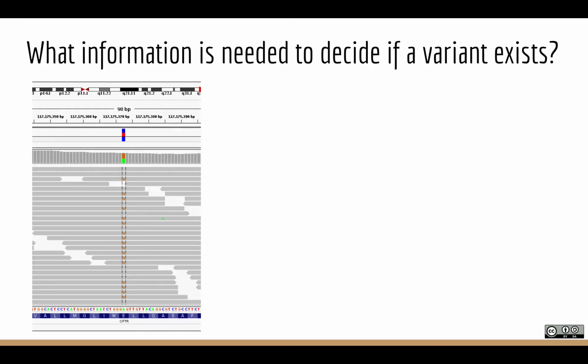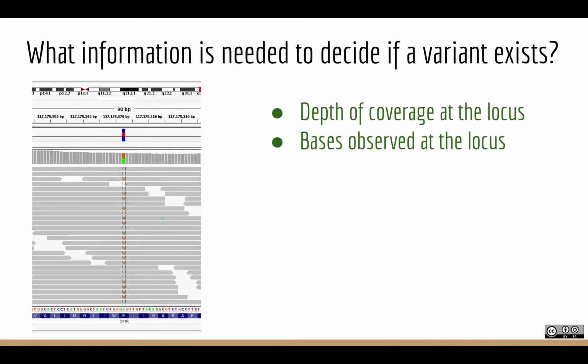If there's 15 reads and we see 2 alternate reads and 13 reference reads, is that within the realm of expectation, or how probable would that be, assuming a binomial distribution with a probability of success of 0.5? Okay, so we talked about some of these: depth of coverage, what bases are observed.